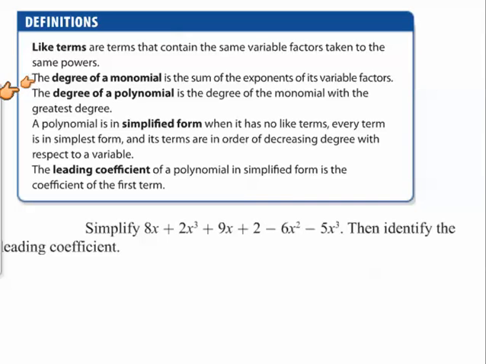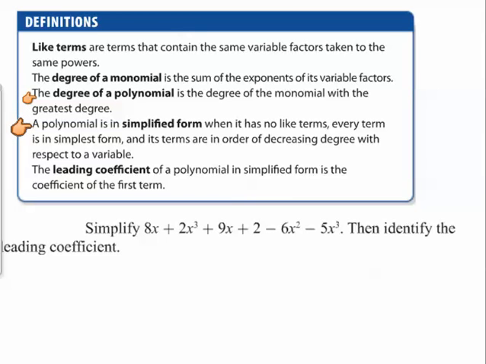The degree of a monomial is the sum of all the exponents of its variable factor. So if I've got a cubed s to the third, I would add the 2 and the 3 and get a 5 and say that has a degree of 5. The degree of a polynomial is the degree of the monomial with the highest degree, or the greatest degree.